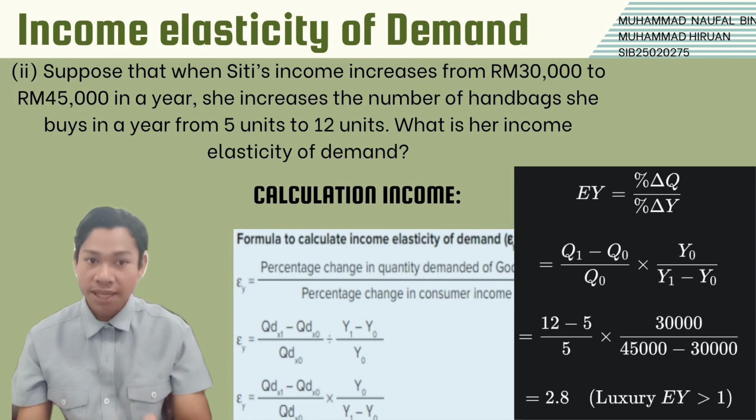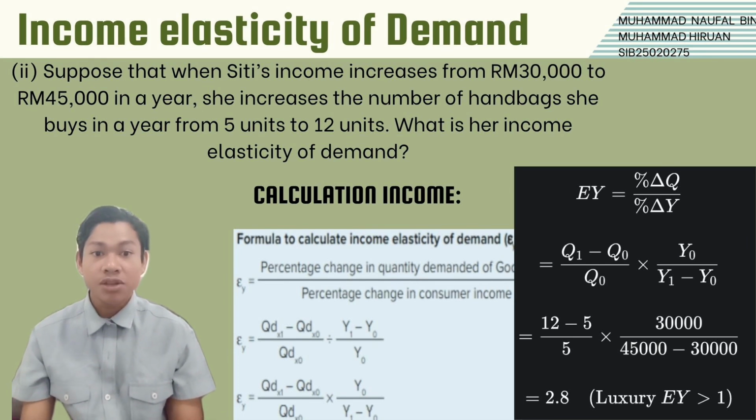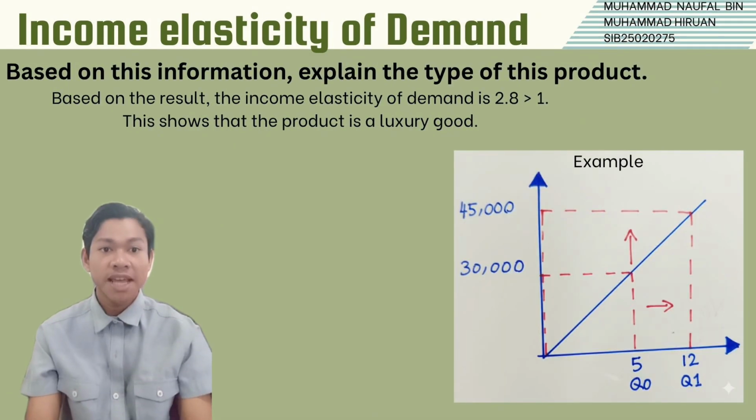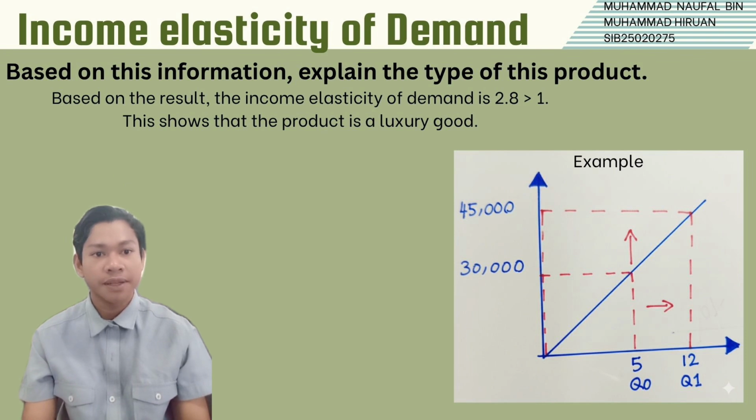Then we divide the results, which means we take 15 over 5 divided by 15,000 over 30,000, and we get 2.8. Since 2.8 is greater than 1, this means handbags are a luxury good. It shows that when people's income increases, they buy more of this product. Based on the information, explain the type of this product. Based on the result, the income elasticity of demand is 2.8, more than 1. This shows that the product is a luxury good.